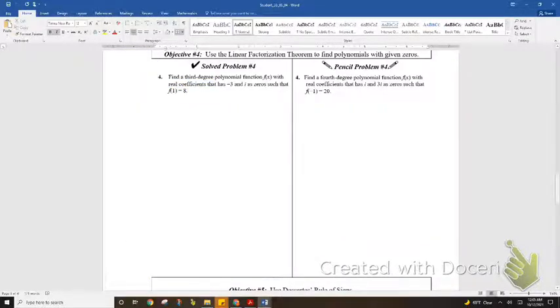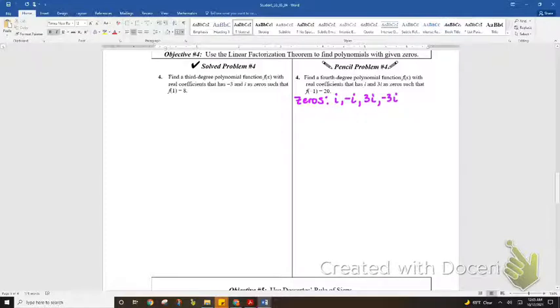Alright, so we're after a fourth degree polynomial. Function has real coefficients. It has I and 3i as zeros, and f of -1 is equal to 20. Alright, so just like before, start out with your zeros. We know it's a fourth degree, so we should have 4 zeros total. They told me I, and they told me 3i. But remember, if I is a 0, then so is -i. And if 3i is a 0, then so is -3i.